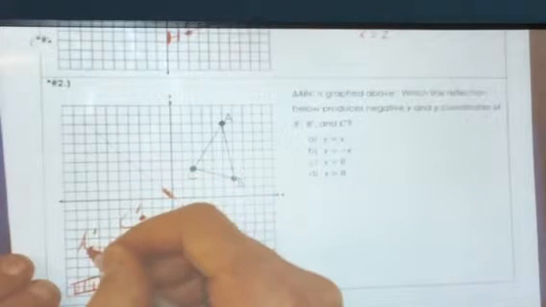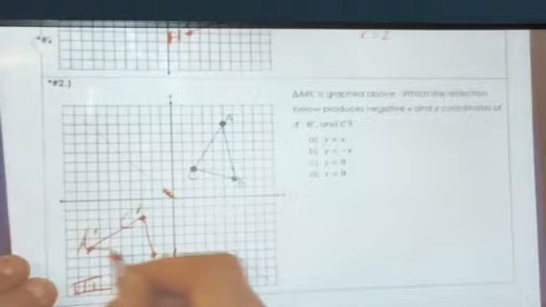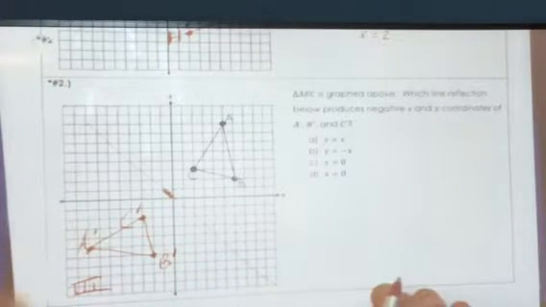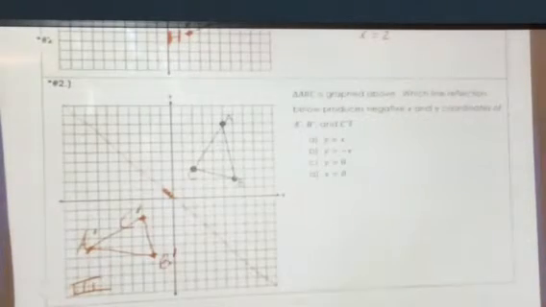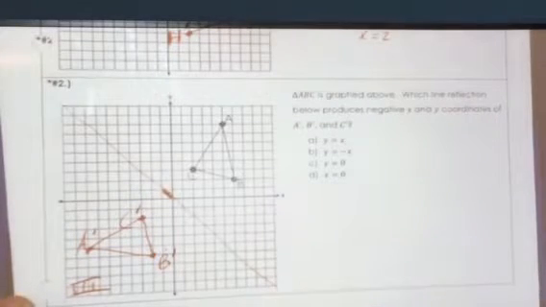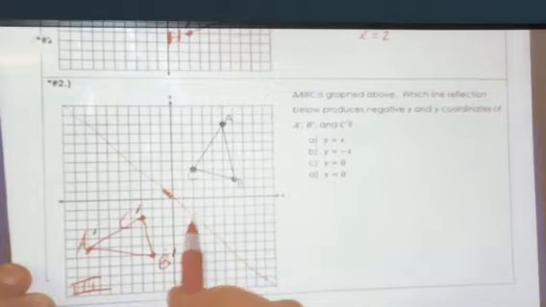So the reason I did this, to be honest with you, I haven't looked at, or I do not remember, the quiz that I'm going to give you on Monday. So I think it's quite likely that we'll ask you to deal with reflection over a diagonal line, so I wanted to show you that.